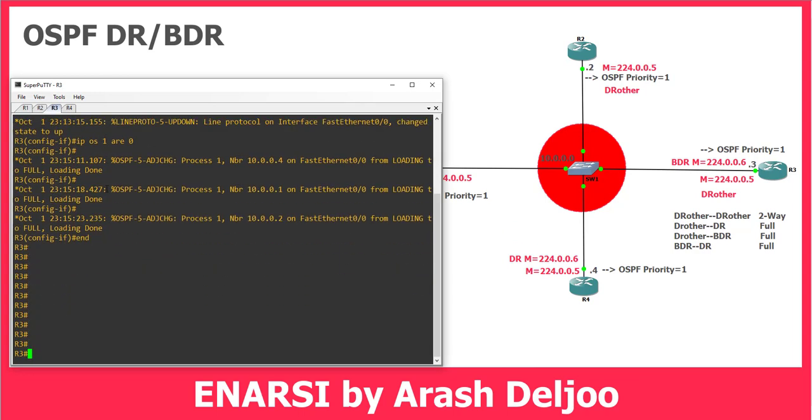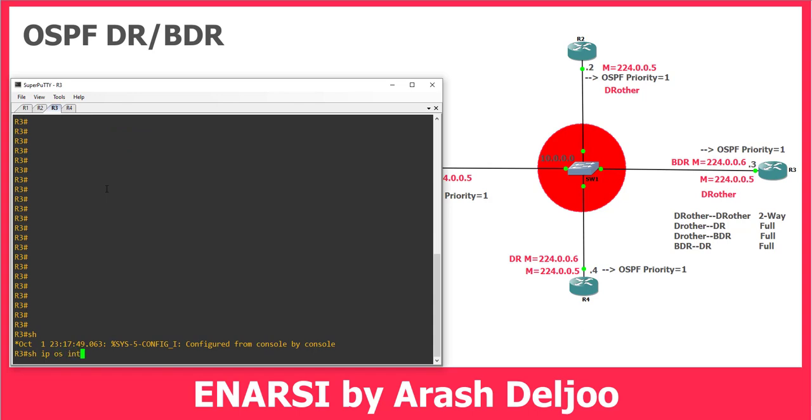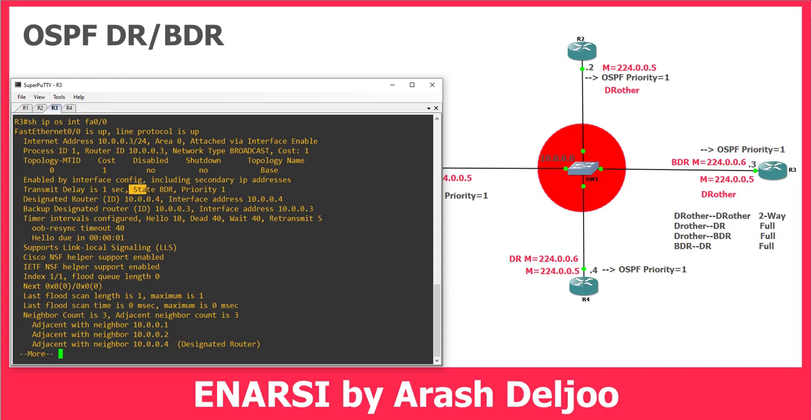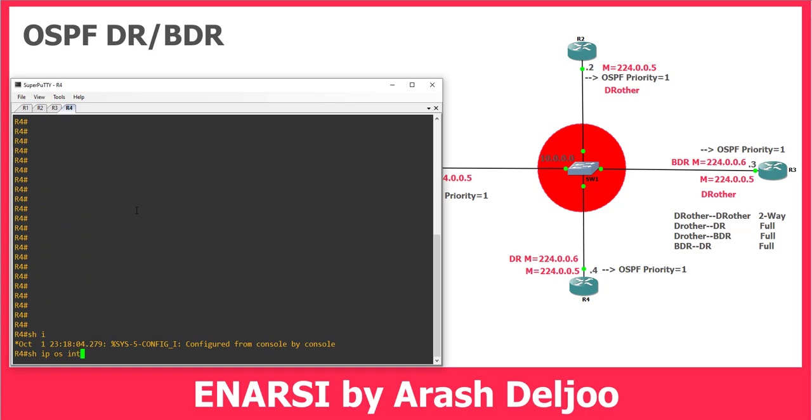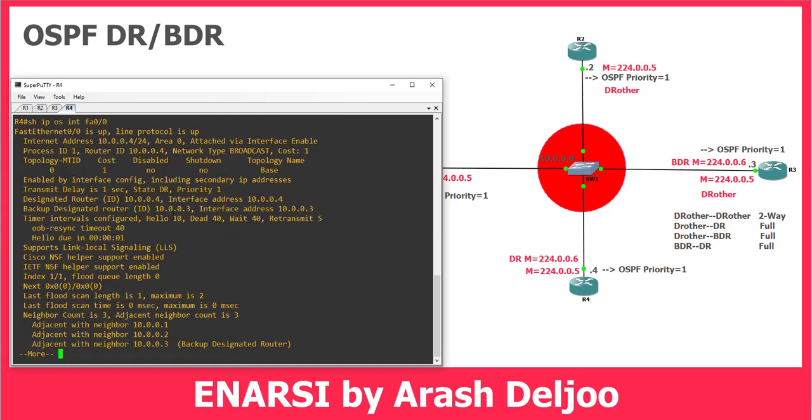This is router 3. Show ip ospf interface FastEthernet 0/0 shows that router 3's interface state is BDR and the priority is 1. Then in router 4, this is the DR. Show ip ospf interface FastEthernet 0/0. The interface state is DR and the priority is 1. Because the priority is the same, we use the highest router ID as the tiebreaker.